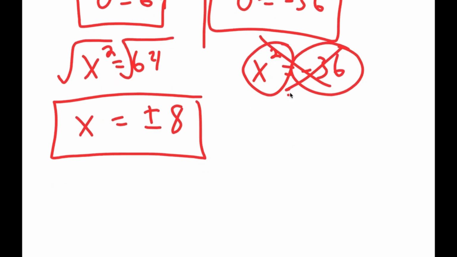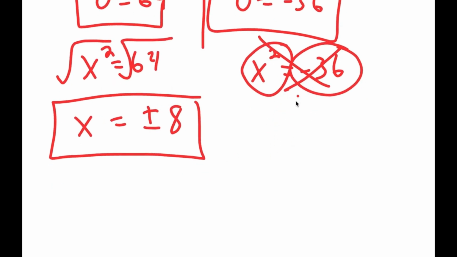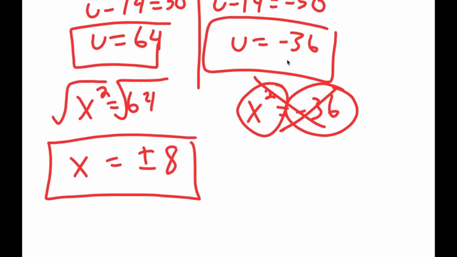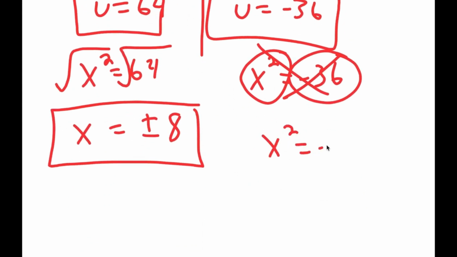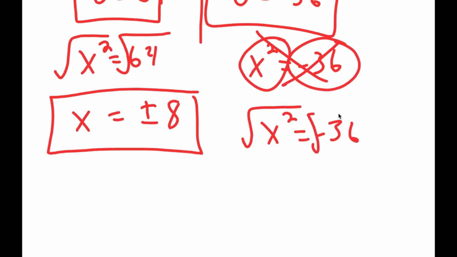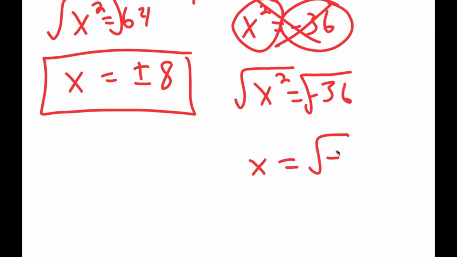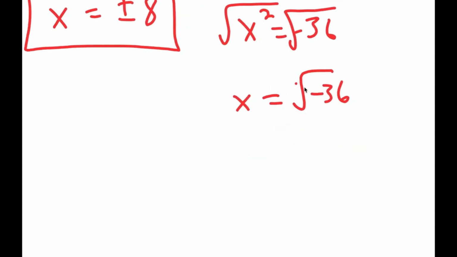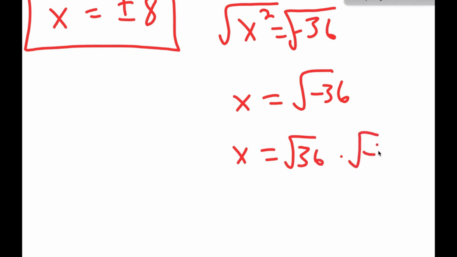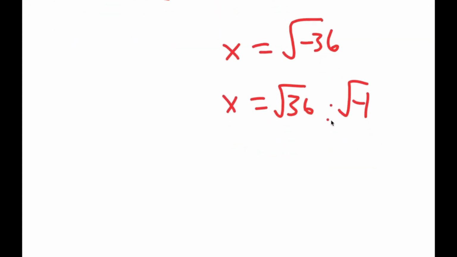And I know that I said this wasn't work, but there actually is a way we can use this to find solutions, not real solutions, but imaginary solutions. So to do that, x squared is equal to negative 36. If I take the square root on both sides, I get x is equal to the square root of negative 36. And the square root of negative 36 is the same thing as the square root of 36 times the square root of negative 1. Now the square root of negative 1 is the same thing as i.